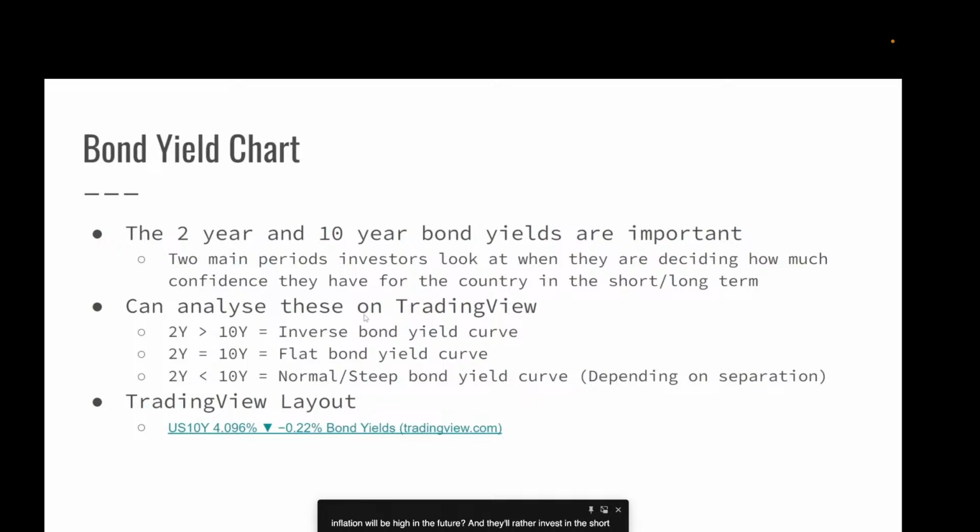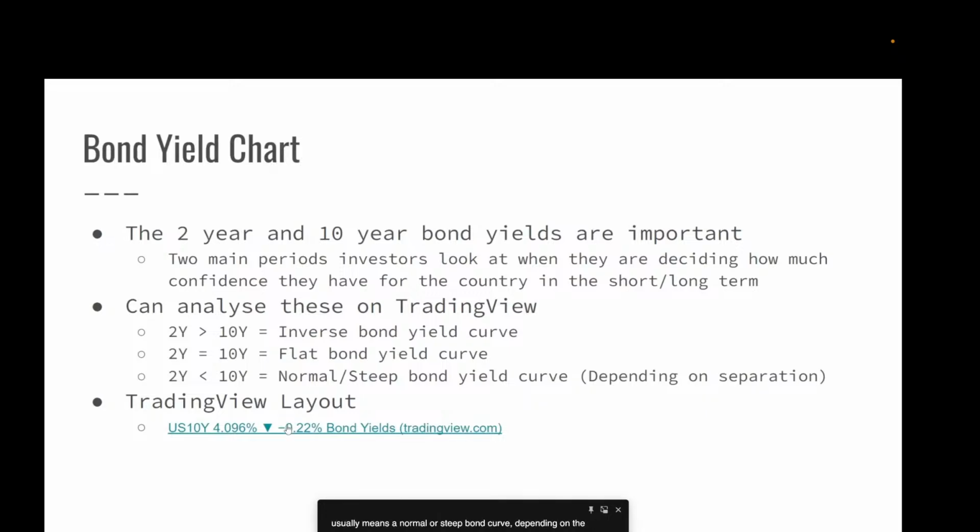What we're going to do is actually analyze this on TradingView in a second, and just so you can note it, when the 2-year is greater than the 10-year, that means there's an inverse bond yield curve. If the 2-year is around the same as the 10-year, that means it's a flat bond yield curve. And whenever the 2-year is less than the 10-year, that usually means a normal or a steep bond curve. Depending on the separation, it could be normal or steep.